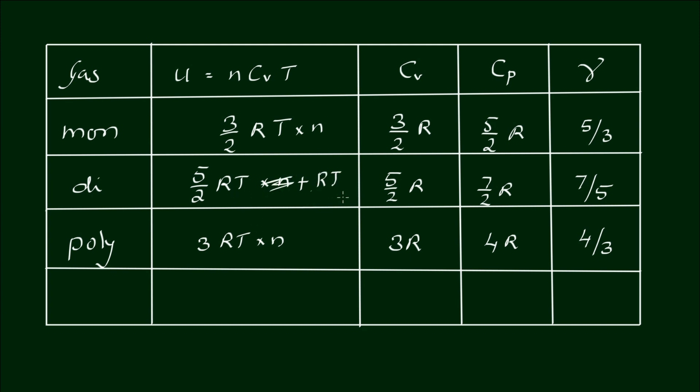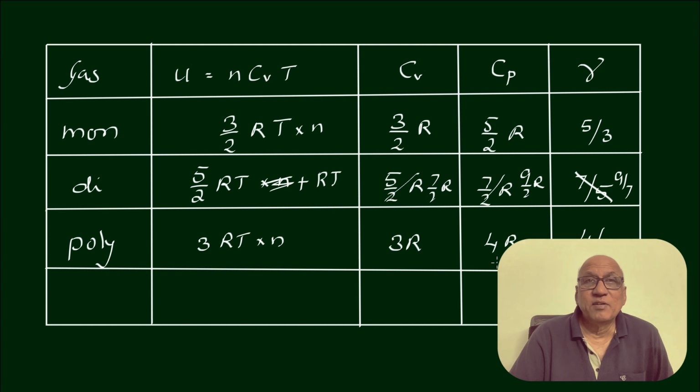Let me remove n here. So we are talking about per mole. So this becomes 5/2 plus 1, 7/2. So this becomes 7/2 R, and this becomes 9/2 R. And experimentally we find that the answer for gamma is 7/5, not 9/7, as predicted by the kinetic theory of gases. In other words, nature for some reason is ignoring vibration. That is, when a certain amount of heat is supplied to a gas, the heat energy seems to go into translation and rotation, but doesn't seem to go into the vibrational degrees of freedom.